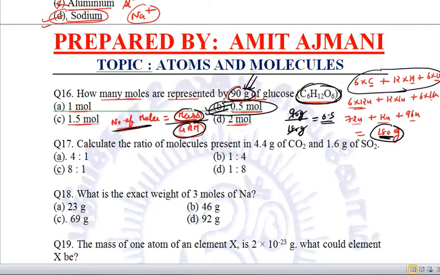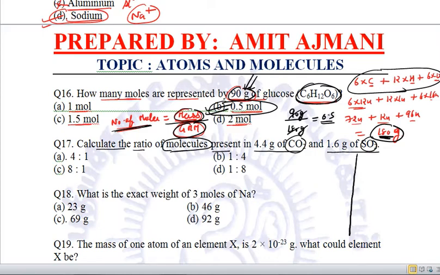Let us come to the next question. In the next question, we are being asked to calculate the ratio of molecules present in 4.4 gram of carbon dioxide and 1.6 gram of sulfur dioxide. Now we need to remember that first of all we need to calculate the number of molecules of both carbon dioxide and sulfur dioxide, only then we'll be able to relate their ratio.